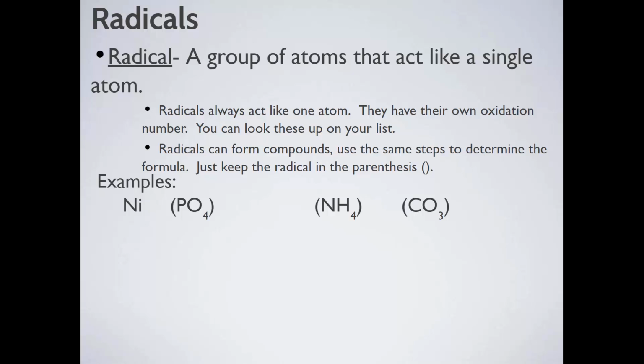They're a group of elements that are kind of acting like a single element. I'll show you an example. All right, so here in my example, I have Ni, and then I have in parentheses PO4. That's a radical. So I do this problem the same way I did the previous ones. It's just a little different. So nickel. How am I going to know its oxidation number? Looking at our periodic table. Nickel's an element.